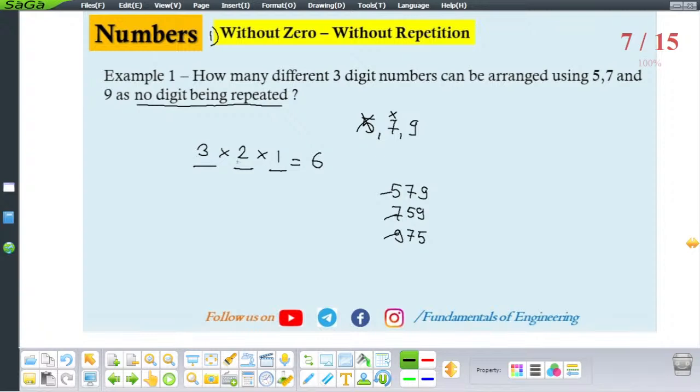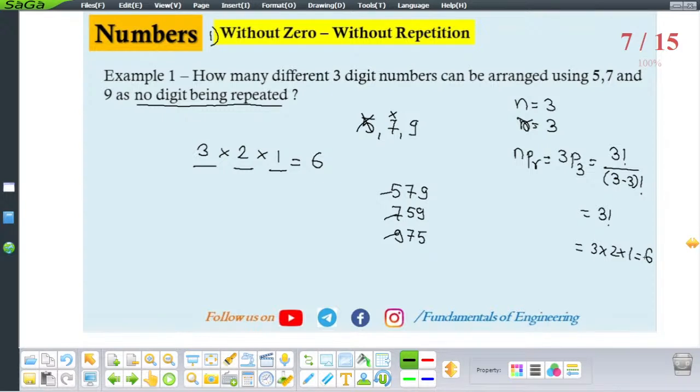So 3 into 2 into 1, that is 6. Now by using the formula, we have 3 digits and we have to form a 3-digit number. The formula is nPr, that is 3P3, which is 3 factorial upon (n minus r) factorial, that is 3 minus 3, 0 factorial. The 0 factorial value is 1. So we get 3 factorial, and the 3 factorial value is 3 into 2 into 1, that is 6.